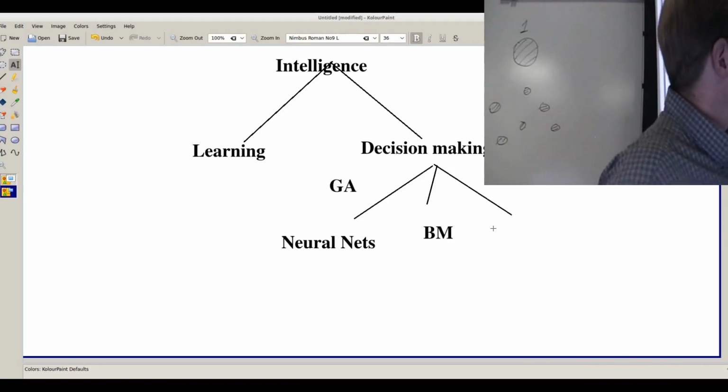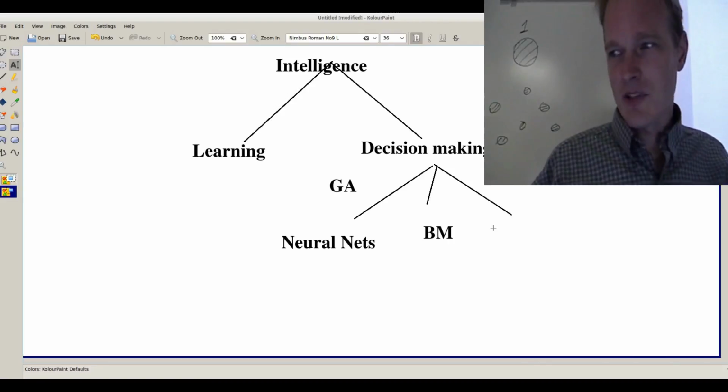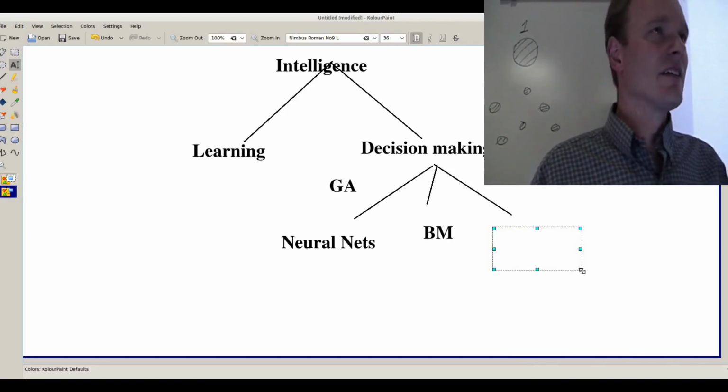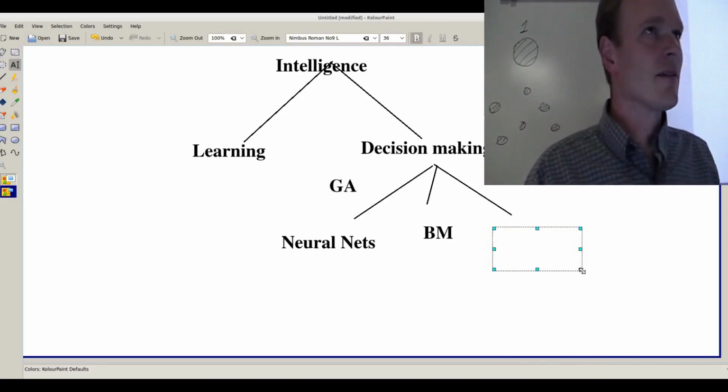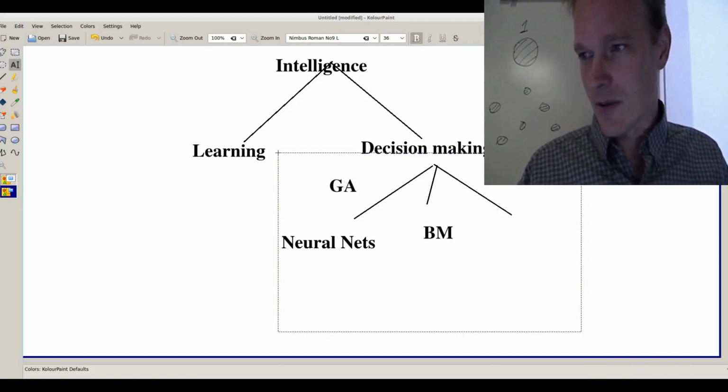Okay, what else do we do? It's a bit more fun. We play games, like we write a capture the flag agent that everybody's going to battle against each other in that class. So there you go.